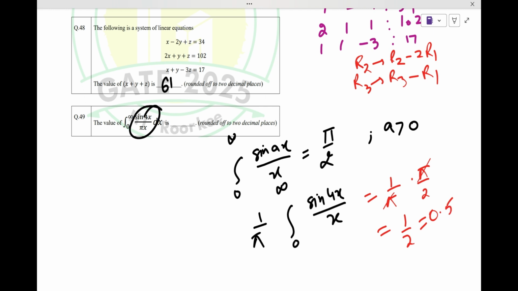That's it. Just remember the formulas and the concept, then you will get the correct answer.